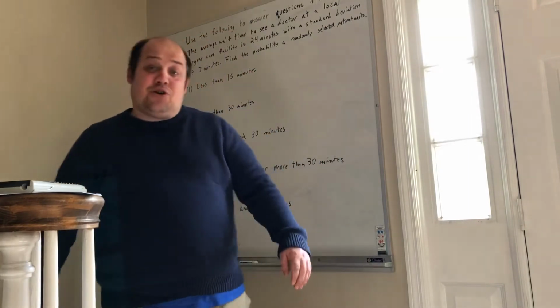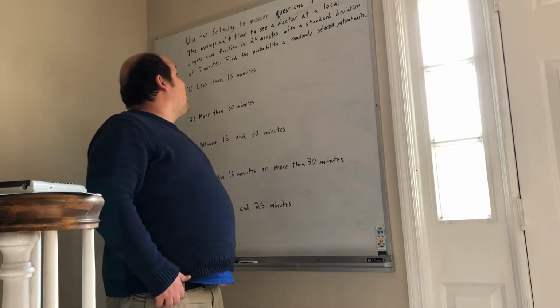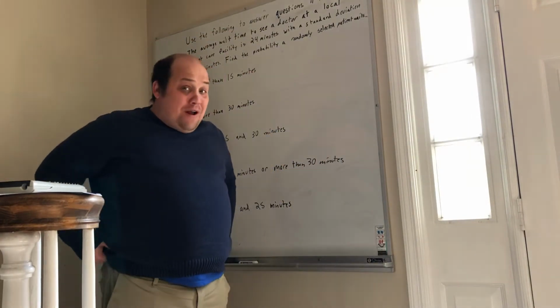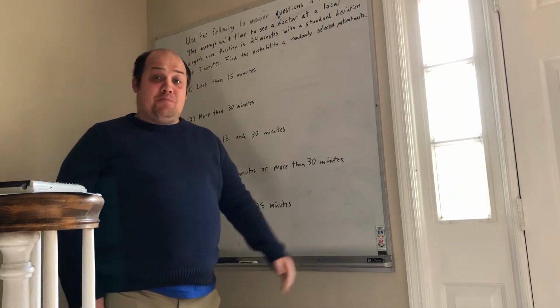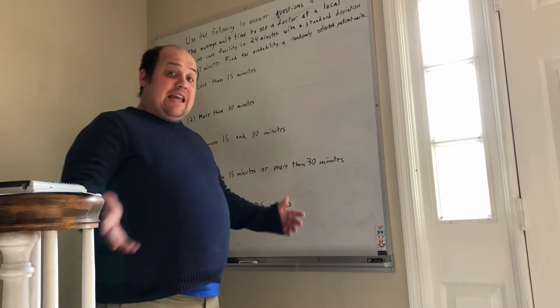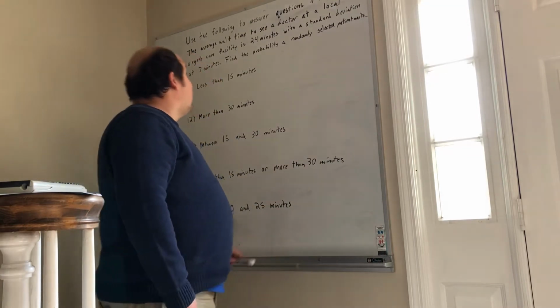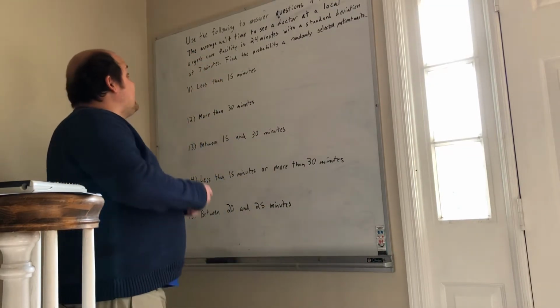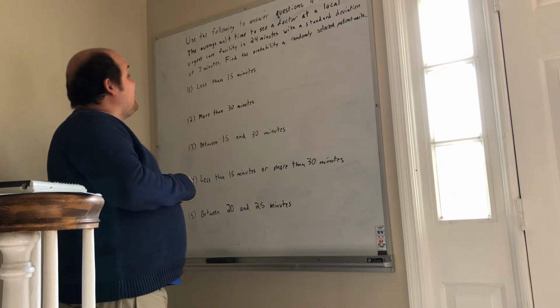On the back side of the worksheet, we get into some word problems. The word problems are exactly like the problems we previously did. We just need to decipher the clues at the start to get it in a form that we can use. So the prompt begins, use the following to answer questions 11 through 16.